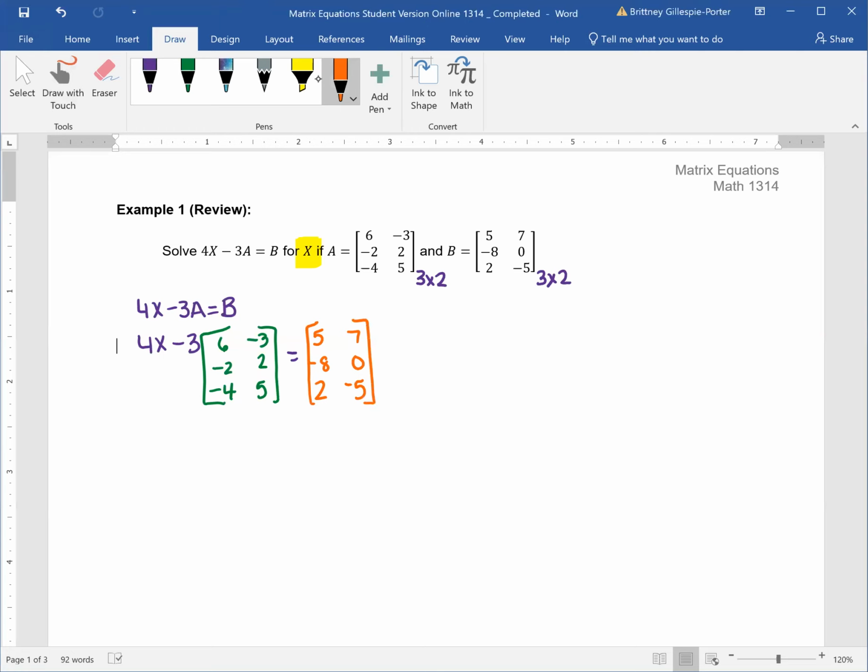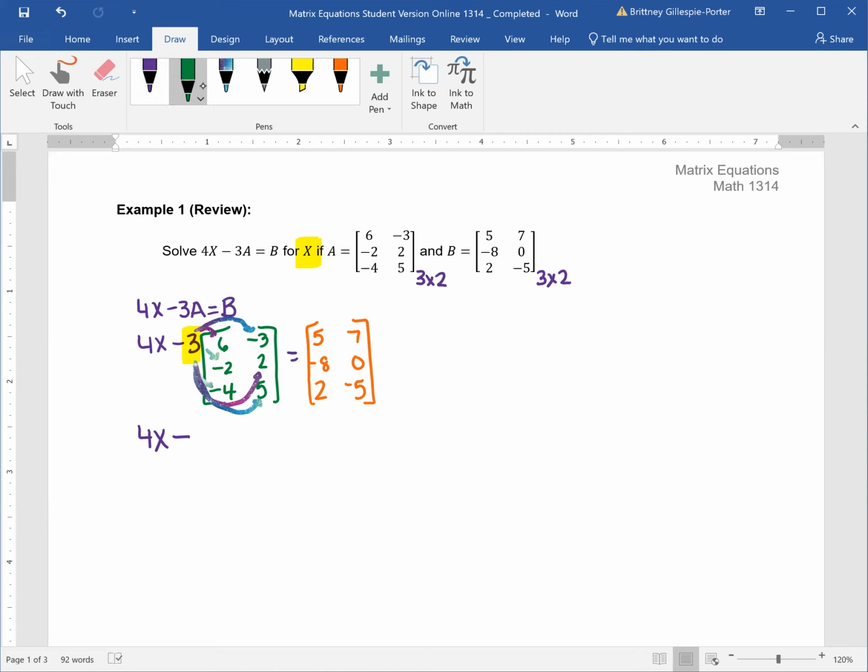Let's take this step by step. If you notice, we have the 3 out front of A, our green matrix, which means that we have multiplication by a scalar. Remember, whenever you multiply by a scalar, it's a fancy way of saying that you have a number out front of your matrix. We're going to distribute that scalar all the way through our matrix. Okay. That means that we have 4x. I'm going to carry the minus. I'm just going to distribute the 3.